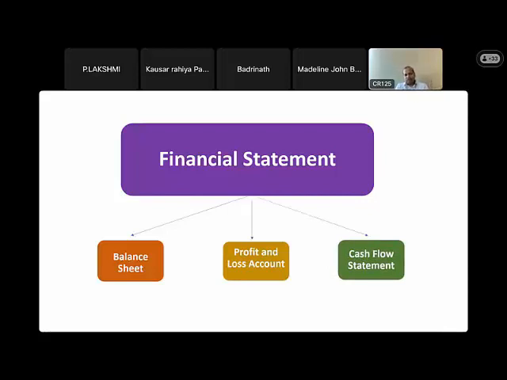The balance sheet is a statement of all assets and liabilities of a business on a particular date, whereas the profit and loss account is a statement of all income and expenditures of a business during a particular period of time. There's a slight difference between the balance sheet and the profit and loss account timings. The cash flow statement gives us the whole idea about the cash transactions that have happened in a business for a particular period. Again, the periodic timing applies to the profit and loss account and cash flow statement.